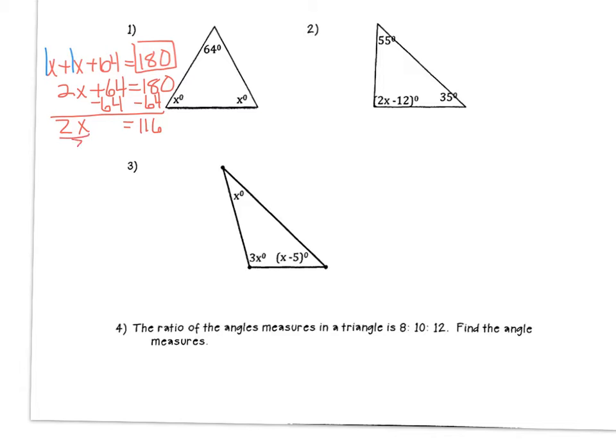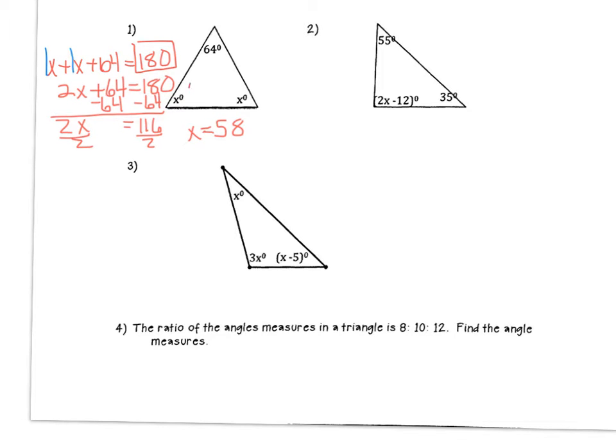And then divide by 2, and you get x equals 116 divided by 2, 58. Now you're not done. Once you find x, well, in this problem we are done, because that's the measure of the angles. They're each going to be 58 degrees.